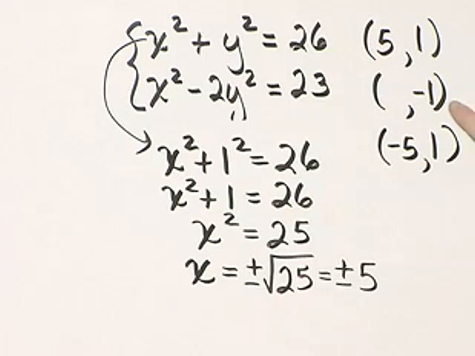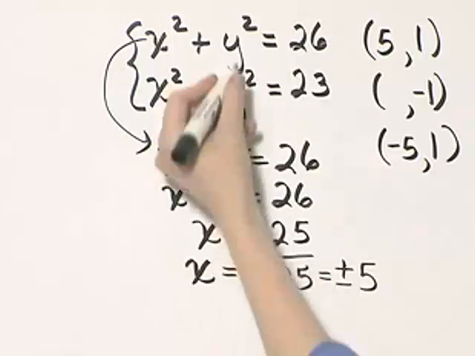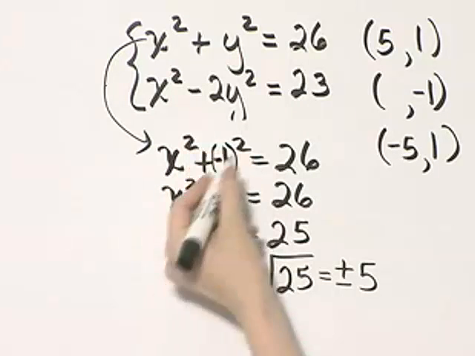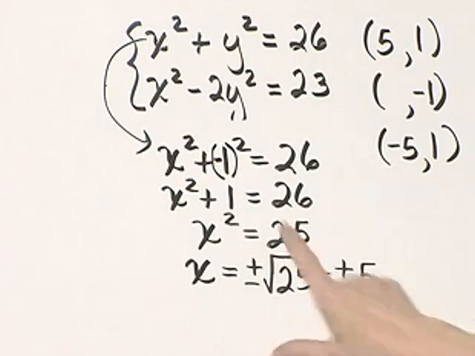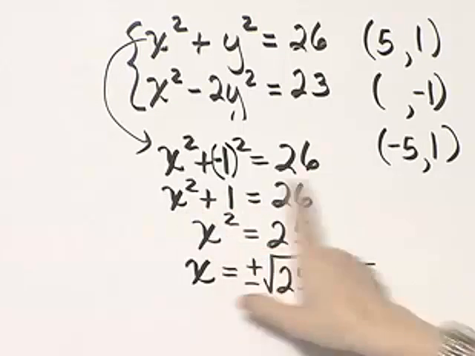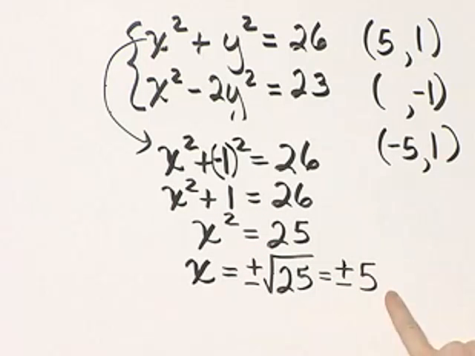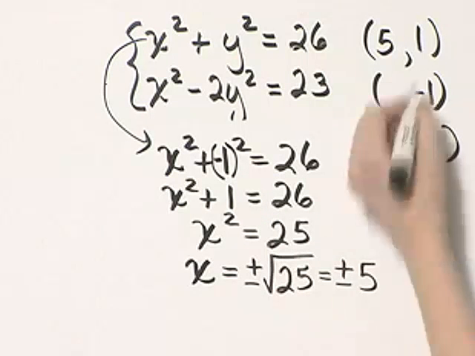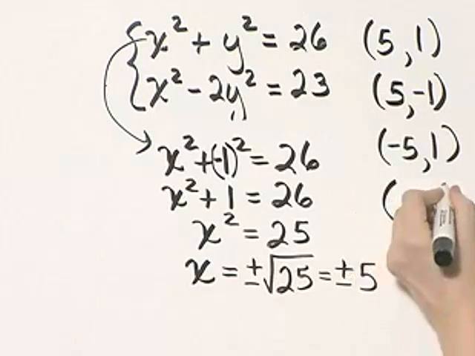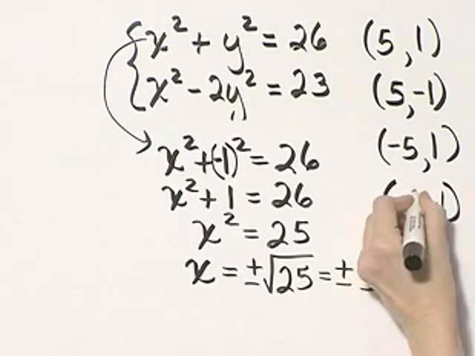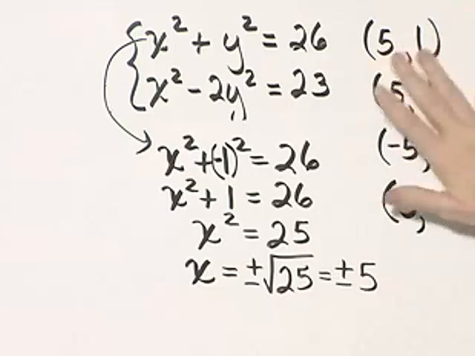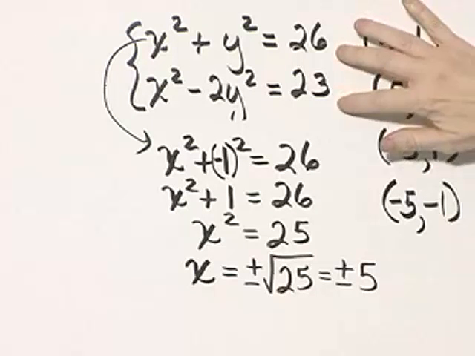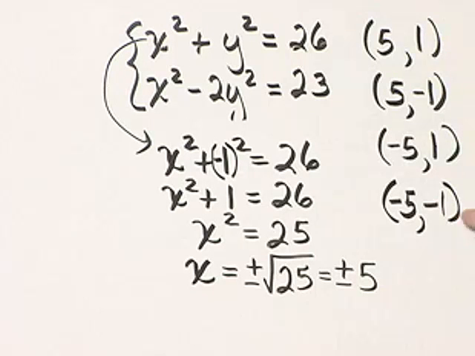Now what happens when y is negative 1? If y is negative 1, watch what happens. What is -1 squared? -1 squared is also 1, and we end up with these values for x again. So when y is -1, I get 5, and when y is -1, I get -5. This system has 4 solutions, which means that these two graphs intersect in 4 points.